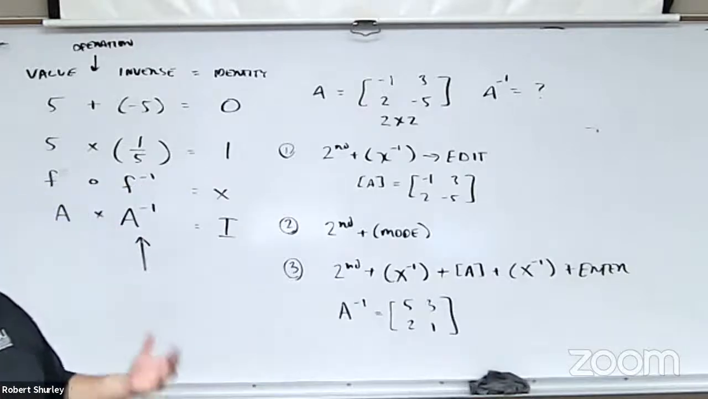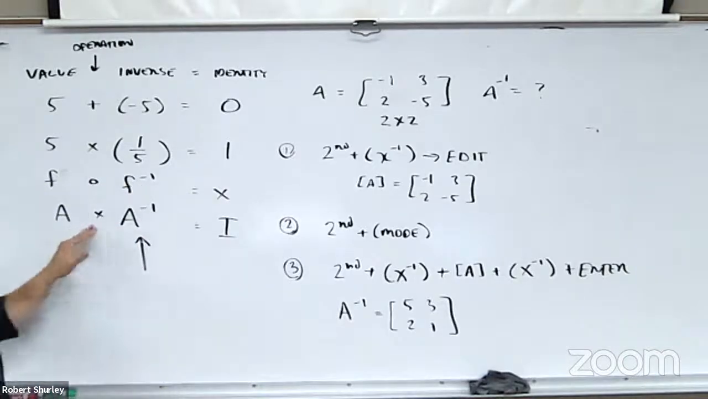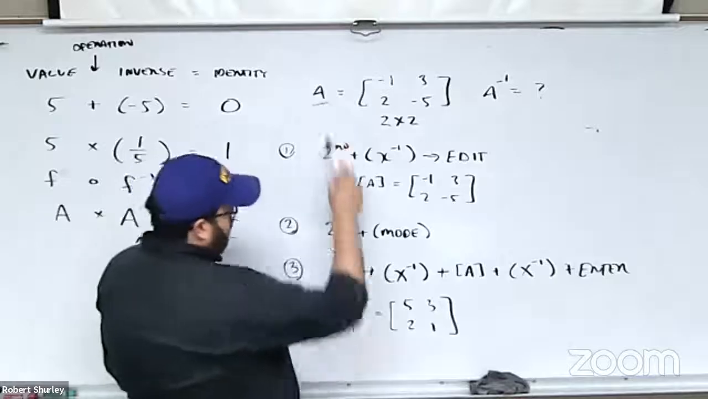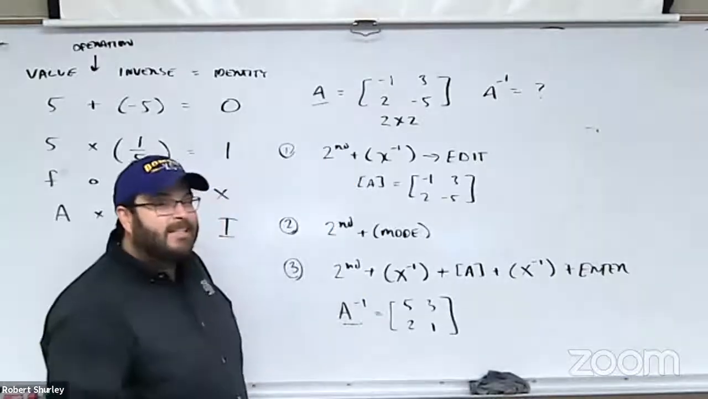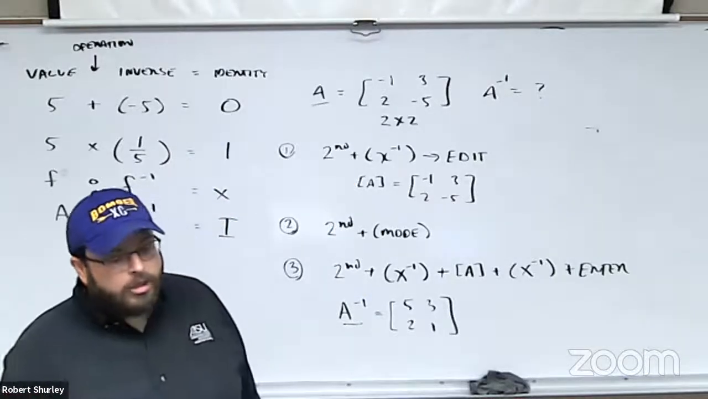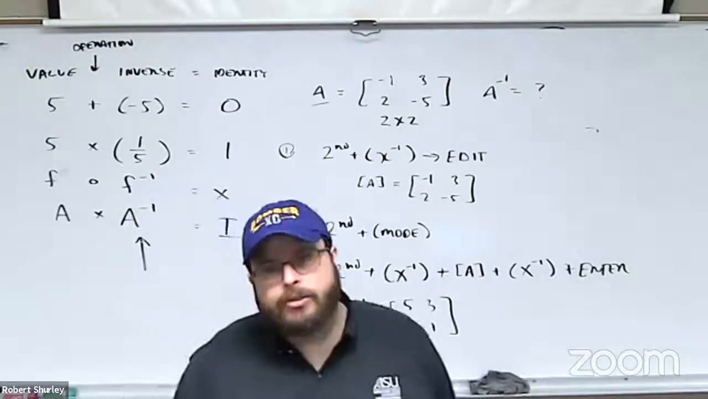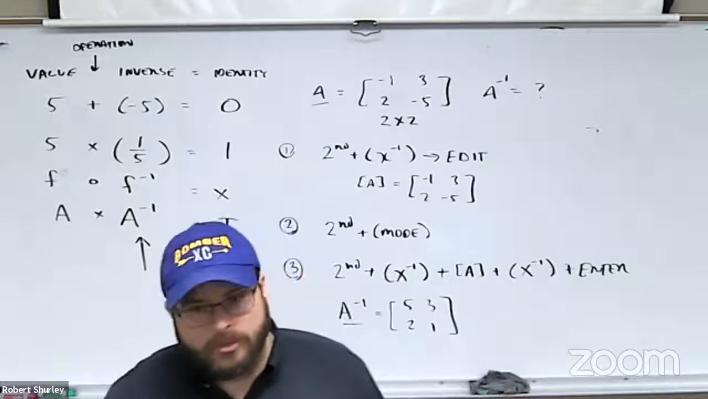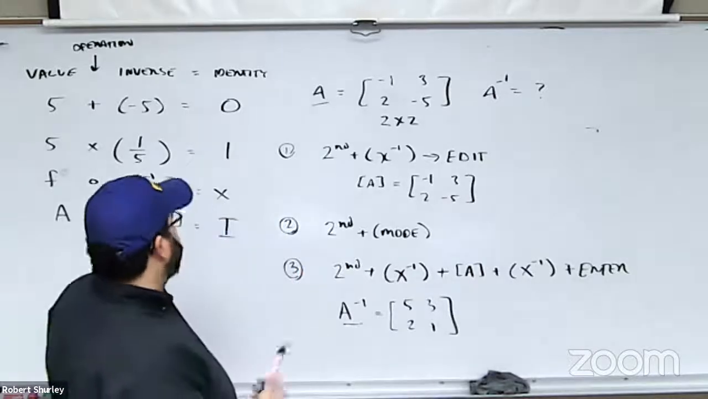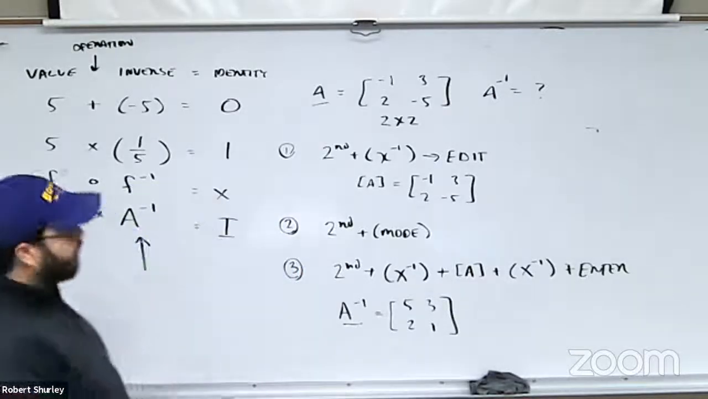Now what's kind of neat is if we multiply these two together, we should get the identity. We're going to do that next, not really to check it, because your calculator has done it correctly. But I wanted to show you that it's true.